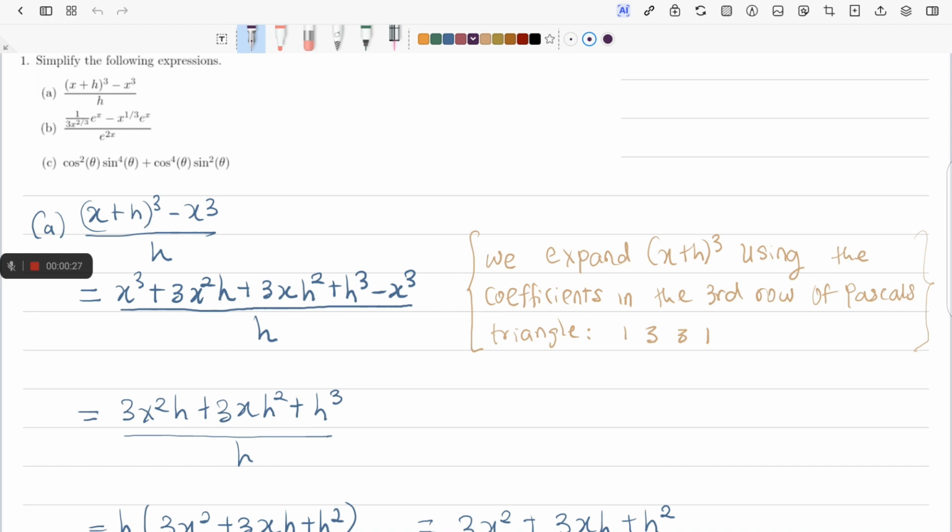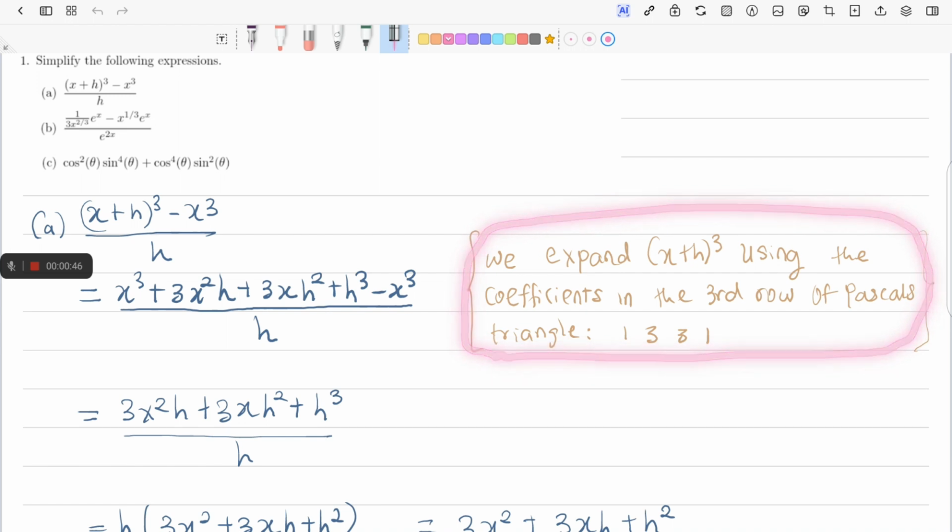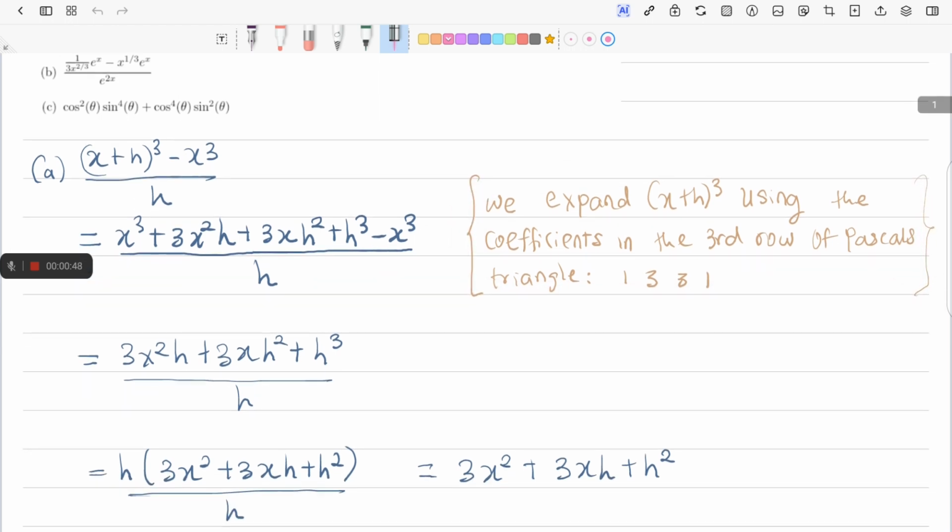So what we do here is first to expand (x + h)^3, and we do this using Pascal's triangle, the coefficients in Pascal's triangle. Because we have an expression raised to the power of 3, we use the third row of Pascal's triangle to get the coefficients. So (x + h)^3 would be x^3 + 3x^2 h + 3x h^2 + h^3. And then we have the second term, minus x^3, which I have appended here. And all of this is divided by h.